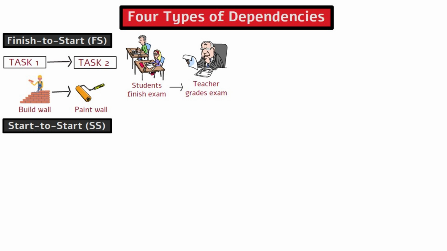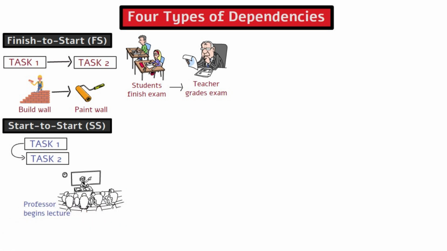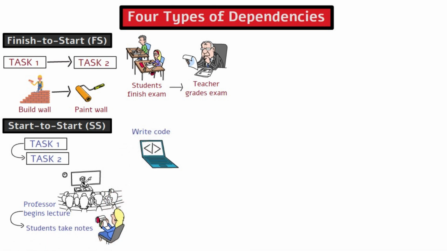Next, start to start, SS. This means task 2 cannot start until task 1 starts, but doesn't have to wait until task 1 finishes. For example, in a classroom, the professor has to begin the lecture before students can start taking notes. Another example is that writing code has to start before starting code review.